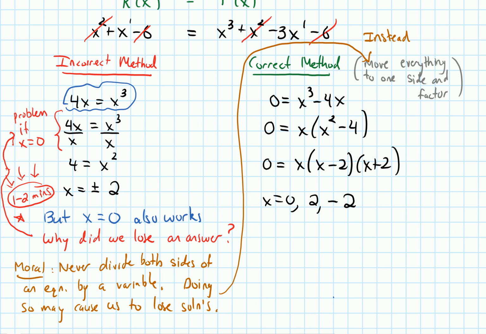Okay, so this way we are getting all 3 solutions because we didn't break this rule of dividing by x and possibly dividing by 0. Okay, so moral again, never divide both sides of an equation by a variable because you might lose a solution. Anytime you are tempted to do that, instead, move everything to one side and factor.